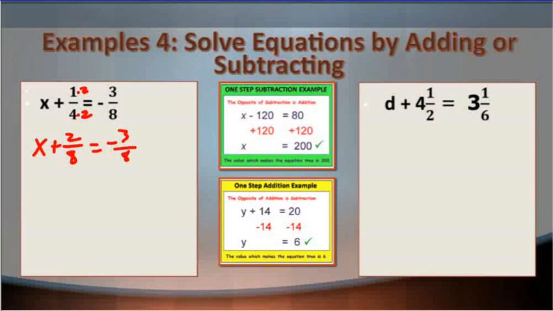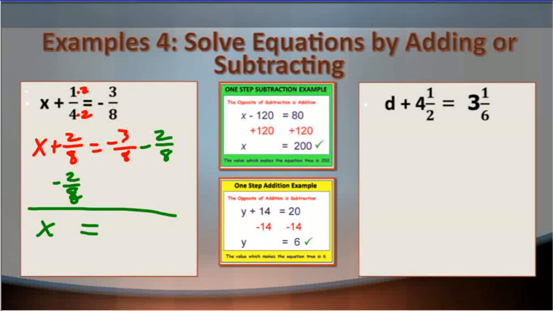Now I can go about solving it. The opposite of adding 2/8 is subtracting 2/8. So I do that on both sides. So I'm left with x on the left-hand side. Negative 3/8 minus 2/8 is a negative 5/8. And negative 5/8 plus 2/8 gives us negative 3/8.